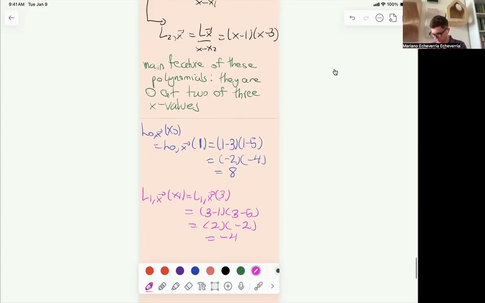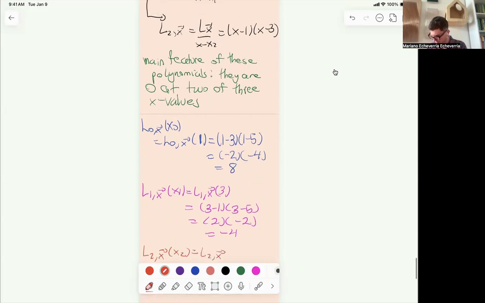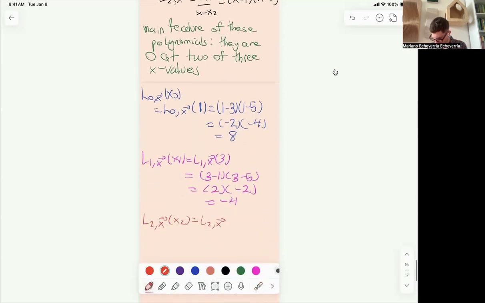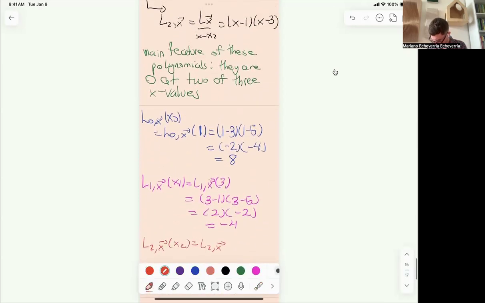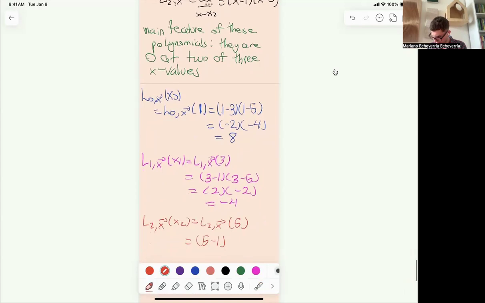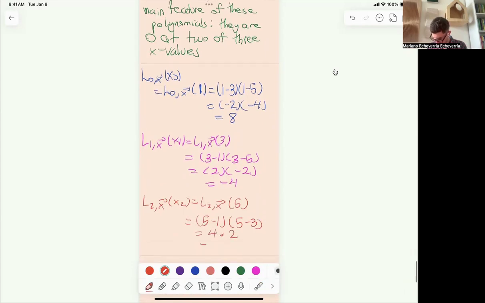And then what is the last one? The last one would have been L2 of x2. What is the third value? What is x2? X2 was 5. So I'll put 5 here. That's 5 minus 1 times 5 minus 3. That's 4 times 2. That's 8. Okay.